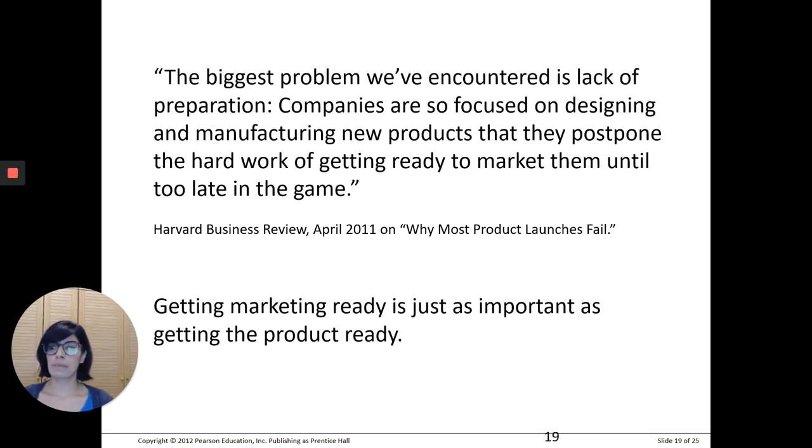So when companies are designing and manufacturing their new products, they're effectively in a comfort zone, right? The comfort zone is we want to create the best product possible. But if you don't make enough time to market it, that product isn't going to be understood by your customers and it isn't going to be bought by your customers. So that means that getting your marketing ready is as important as getting your product ready. And you have to make enough time and give enough focus to marketing as you do to the product itself.